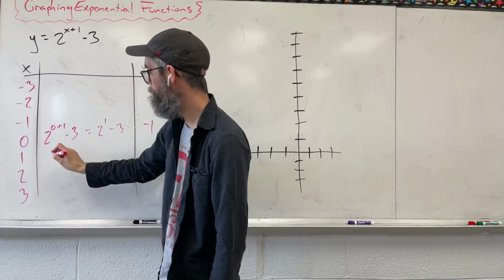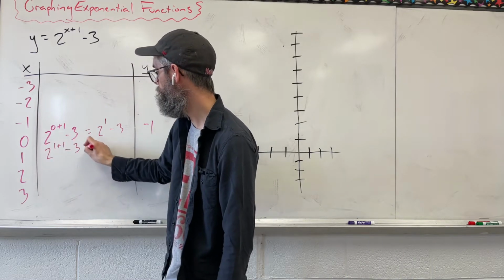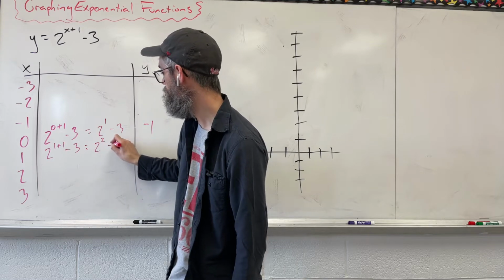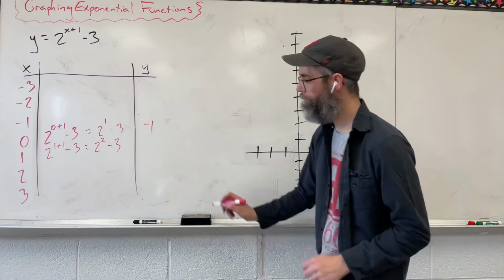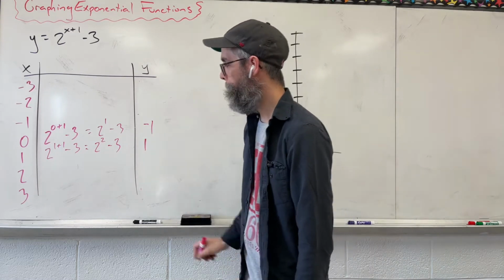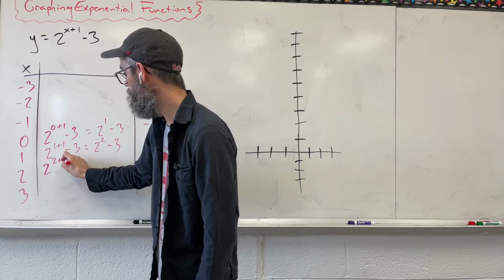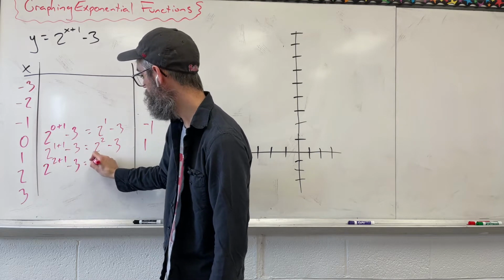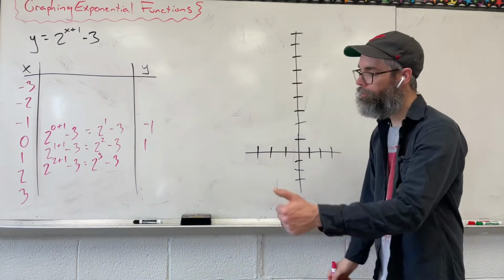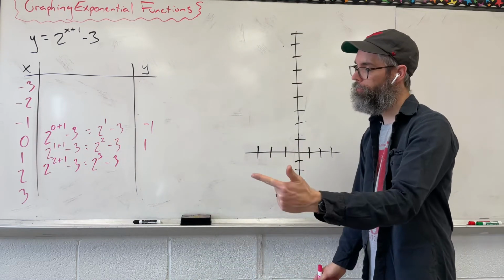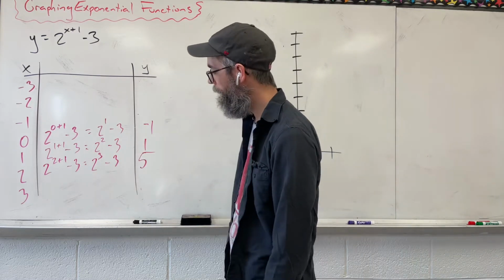Let's do the same thing with the 1. So we're saying 2 to the 1 plus 1 minus 3, which is really 2 to the second minus 3. So 2 squared, 4, 4 minus 3, 1. Next, 2 to the 2 plus 1 minus 3 equals 2 to the third minus 3. 2 to the third, 2 times 2 times 2. 2 times 2 is 4, times 2, 8. 8 minus 3 gives us 5.